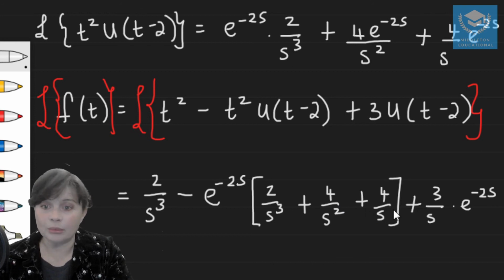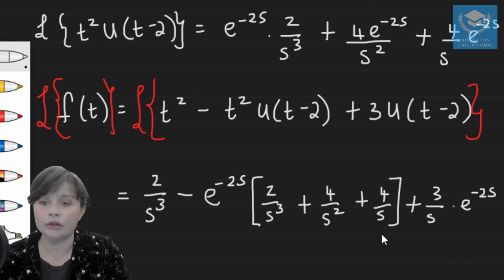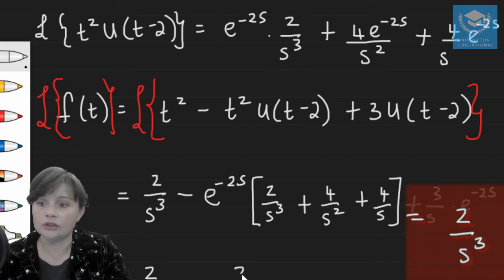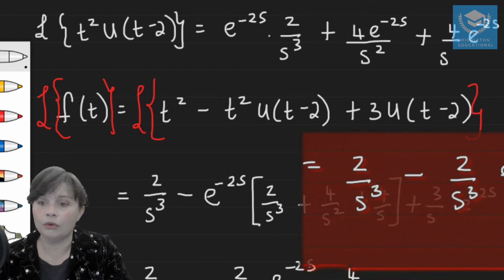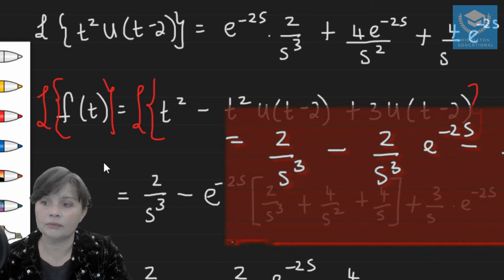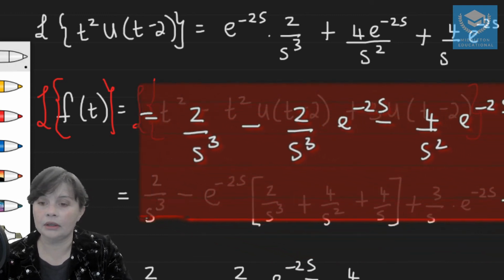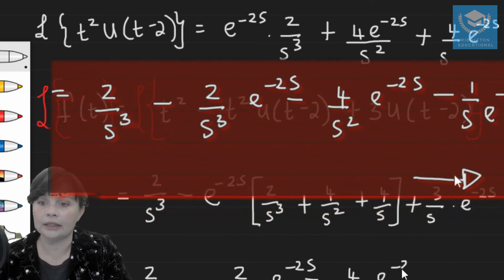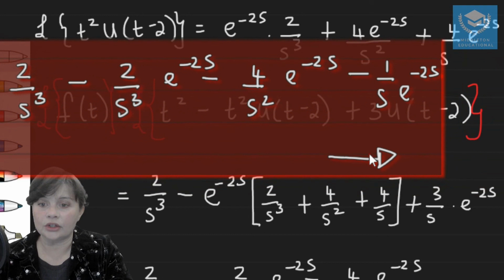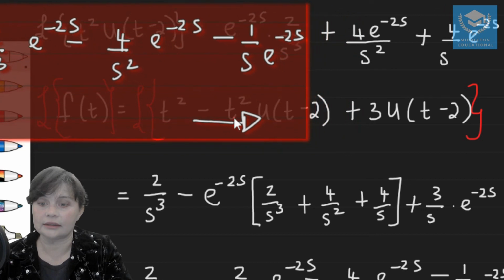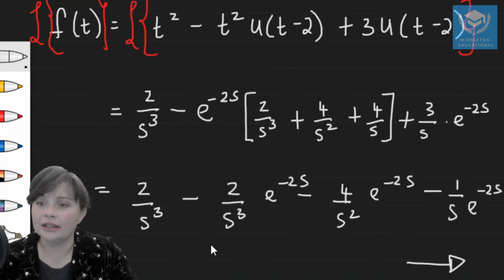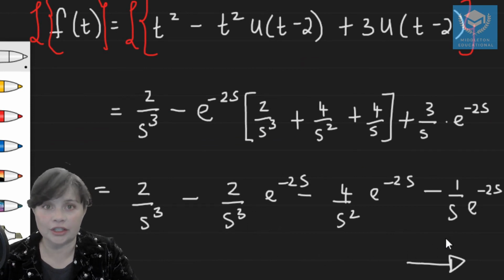What you can do is simplify things, because you'll see here you've got 4 over s and you've got 3 over s, and that's going to simplify out. So you can write it as (s cubed minus 2) over s cubed, e to the minus 2s, minus 4 over s squared e to the minus 2s, and that is going to be the last term, minus 1 over s e to the minus 2s. So there you have it. There is your Laplace transform of your function f of t.